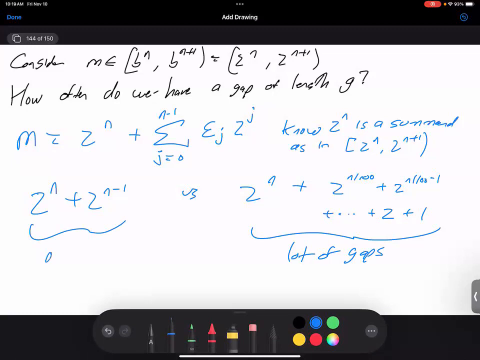This has only one gap, but it's larger. So just because you're larger doesn't mean you have more gaps. This number is tremendously larger. If you look at 2^n over 100 versus 2^n minus 1, 2^n is much, much larger than 2^n over 100. That said, both of these numbers are still on the order of 2^n.